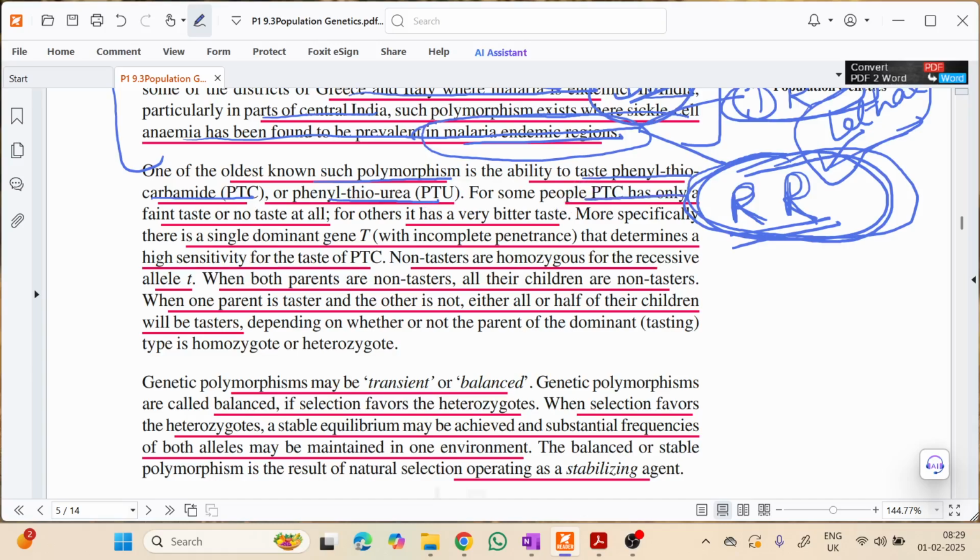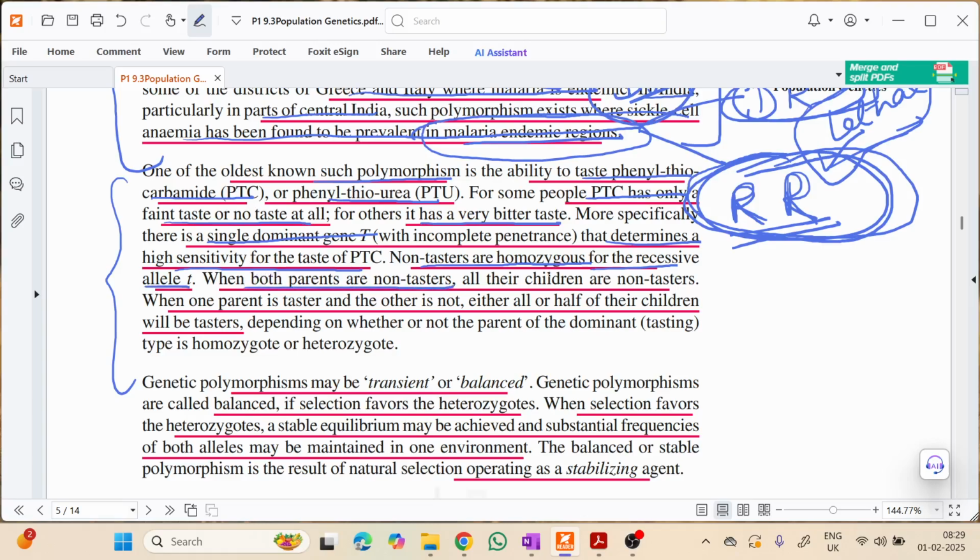So for some people, PTC only has a faint taste or no taste at all, but for others, it has a very bitter taste. This tasting is controlled by a single dominant gene T that determines a high sensitivity for the taste of PTC. Then the non-tasters are homozygous for the recessive allele t.